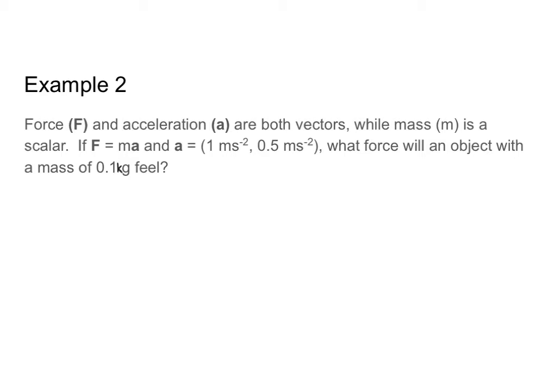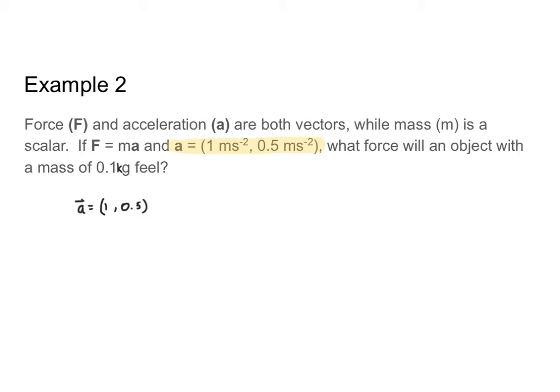So let's go ahead and start by simplifying our vectors and our scalars. So our vector here is A, our acceleration, and we can simplify that by writing it as A is equal to 1, 0.5. And so what I'm doing here is just ignoring the units in order to make my vector look a little simpler. Next, let's look at our scalar.